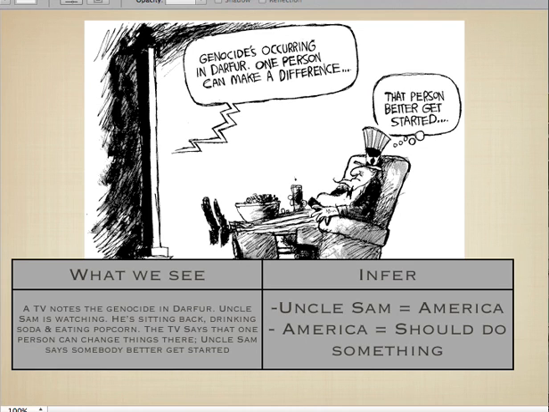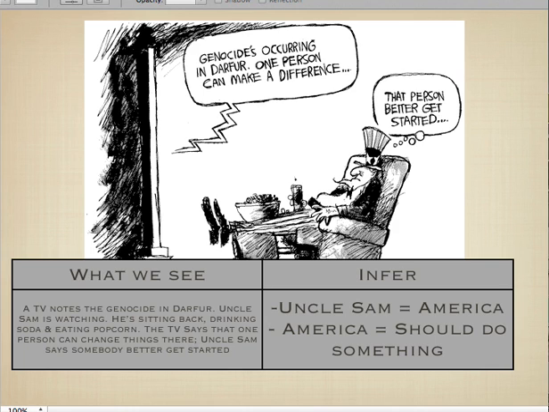Okay, to make an inference, we need to really look at what we're seeing. So the TV notes about the genocide. Uncle Sam is watching. He's sitting back in a lounge chair, drinking some pop, eating some popcorn. The TV says, literally, that the genocide is happening, and some one person can do something to change this. And he thinks, huh, somebody better do that. So I need to read between the lines. Now I know that Uncle Sam is a symbol of America. Therefore, Uncle Sam is sitting back, America is sitting back. And I also think that we're trying to make a point here. One person can make a difference. That person better get started. Oh, that person is America. So America should do something.